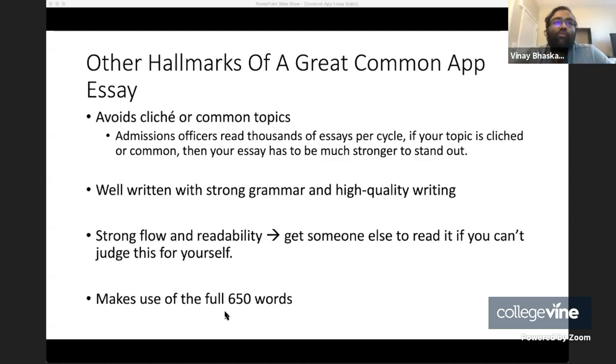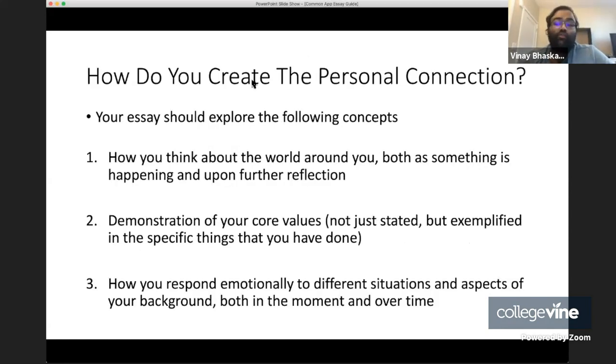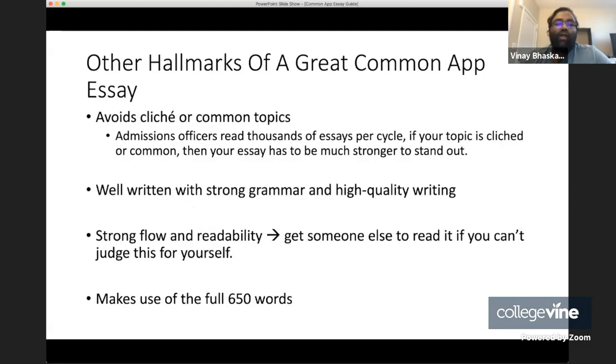But you also don't want to be out there writing 600 or 550 words, right? Those extra 100 words are an opportunity for you to add reflection, details, in the moment descriptions that explore these concepts. So if you're writing less than 650 words, chances are you're not doing as much as you could to enhance that personal connection. So, it's not a strict limit that you have to get to exactly 650.